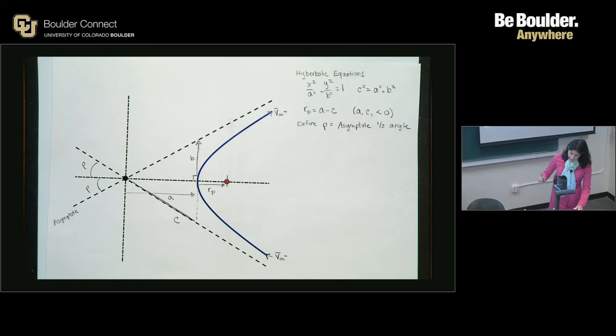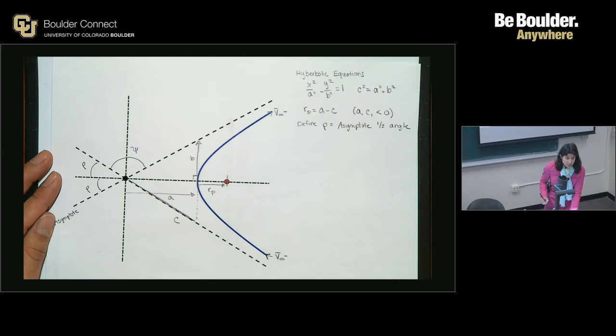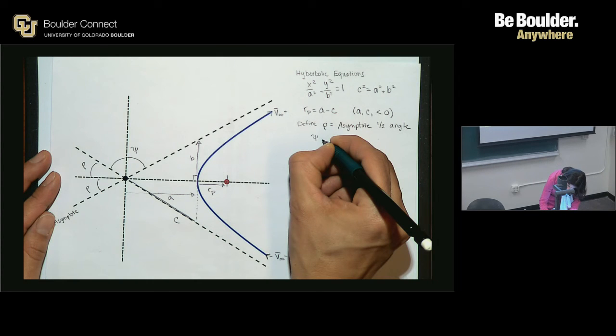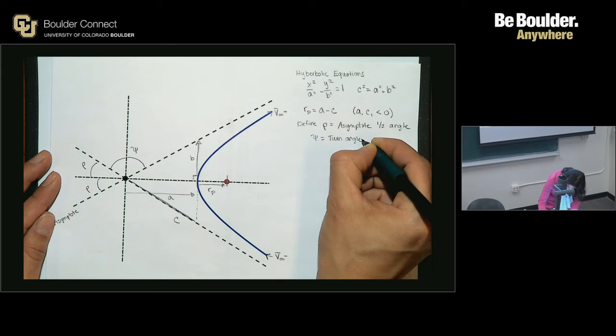Now we're also going to define the angle through which v infinity in is turned to v infinity out. We'll call it the turn angle psi. I know that's confusing. This is different than psi of Lambert's. Okay, so psi is the turn angle. It's different than Lambert.